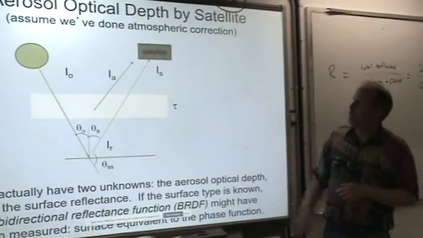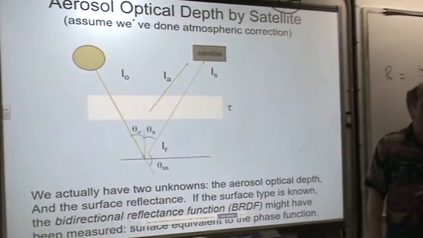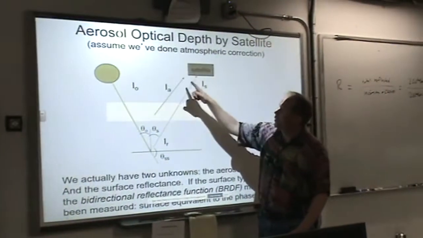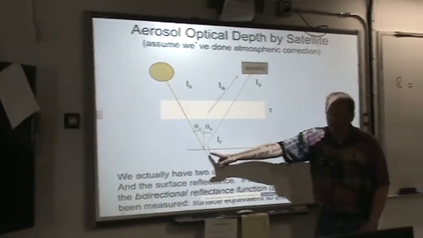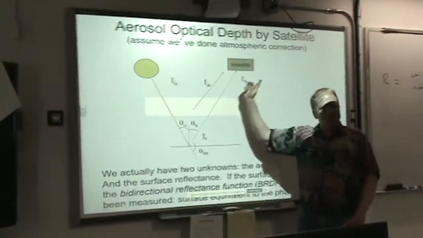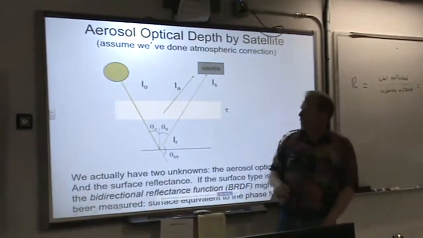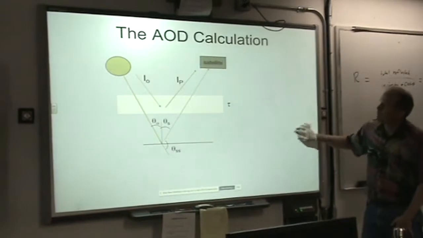But the poor satellite has a much more complicated situation, because we're not just looking at sunlight being reflected from the aerosol. We also have to deal with sunlight coming through the aerosol, being reflected from the surface, going back through the aerosol, and then we have to put all the pieces together. Which means we also have to know the reflectance of the surface.